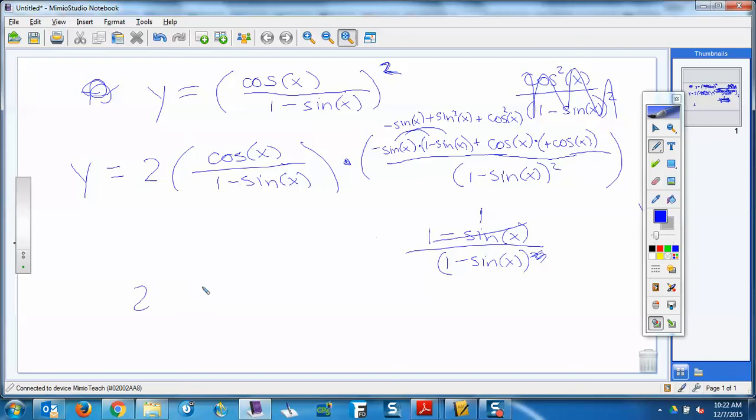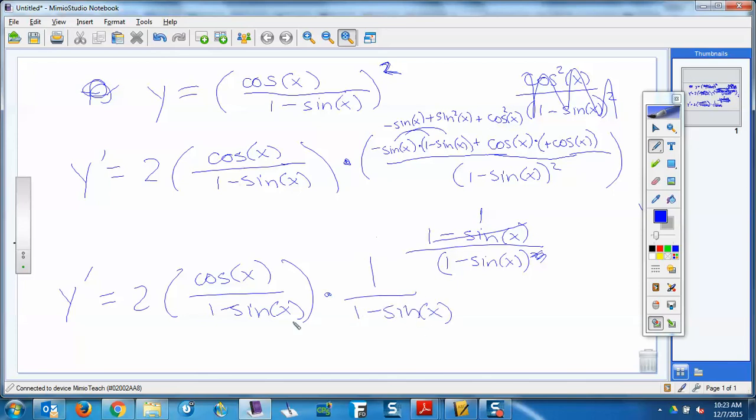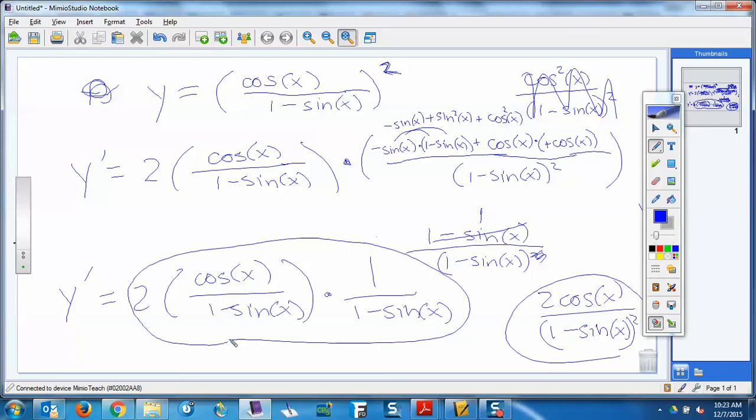So we end up with 2, and this is y prime, by the way. Somebody probably noticed it. And so this is 2, this is cosine x over 1 minus sine x, and then times 1 over 1 minus sine x, which I'd be okay with you leaving that, but you could just do that as 2 cosine on top and a 1 minus sine all squared on the bottom. You could do that. This would be okay. Something like that. So that one did have a little bit of simplifying to it.